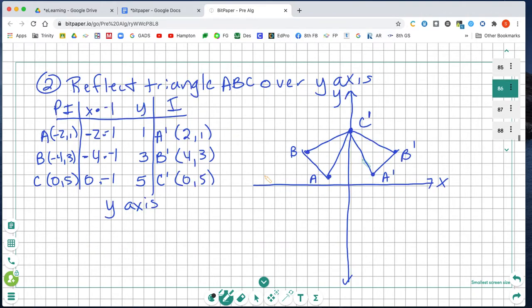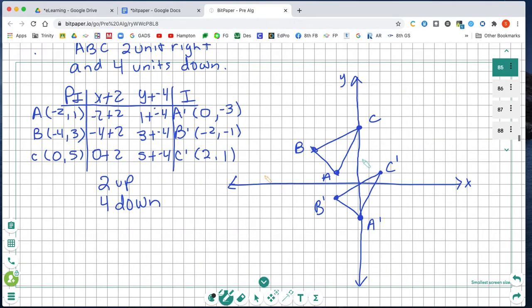Okay, these two figures are congruent, and our expression will be x times -1 comma y for our algebraic expression. And the first one that we did, yes, they are congruent, same size, same shape. And the algebraic expression is going to be x plus 2 comma y plus negative 4.